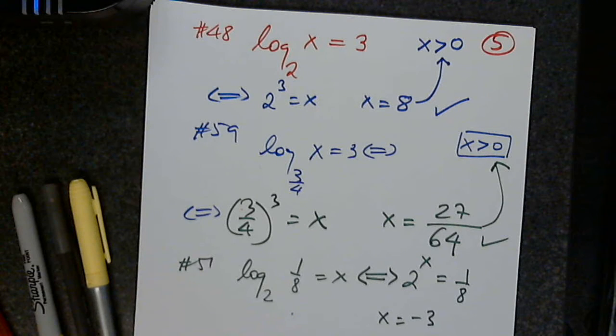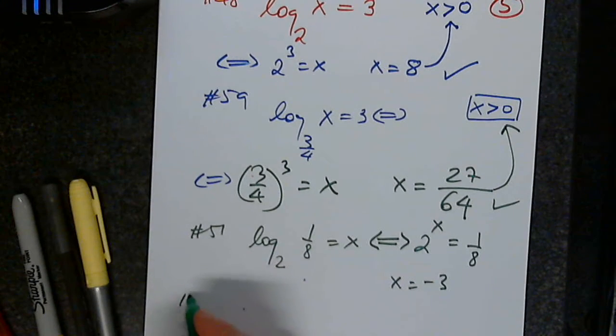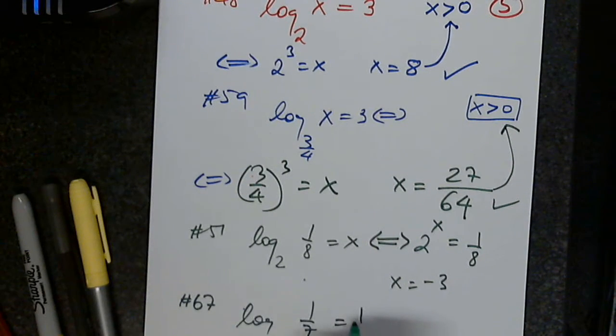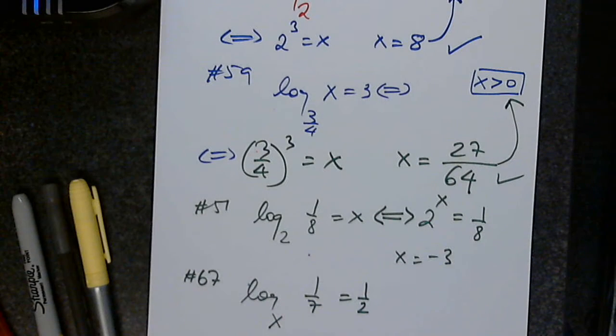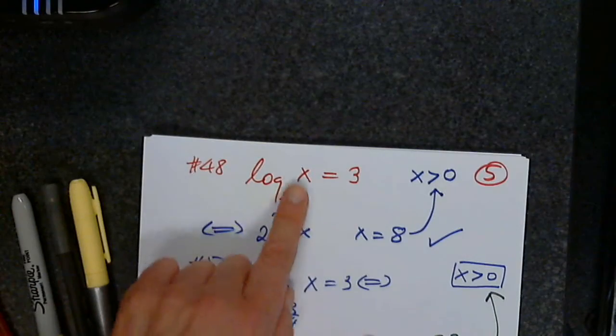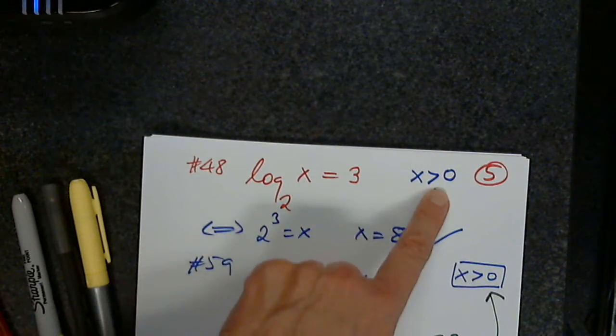Okay. Let's look at the next one. Log base x of 1 over 7 equals 1/2. Now there are restrictions. What can x be? Remember, x is the base now. So here, let's see the difference among these three. Here x is inside log. I have to state this.